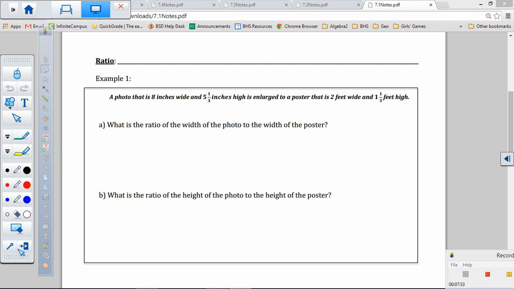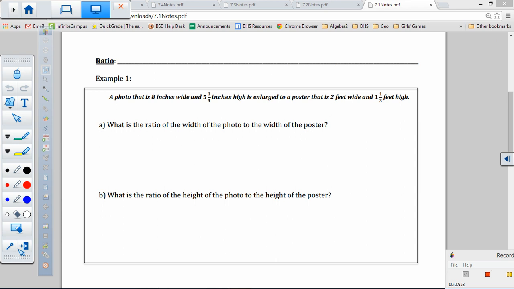So it might look something like A is to B, and that's how you read that. The fraction part reads is to. So we say A is to B, or you could write it this way. The colon still reads is to. A is to B. You can write them either way.